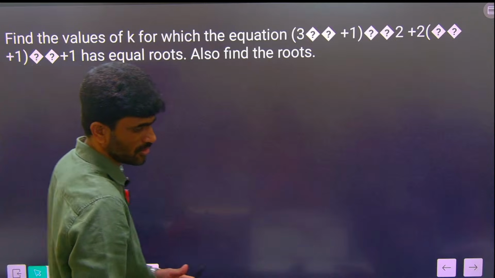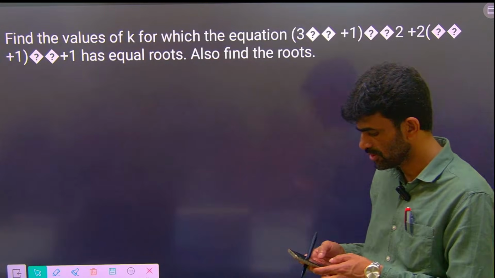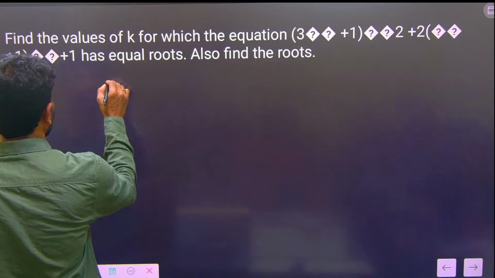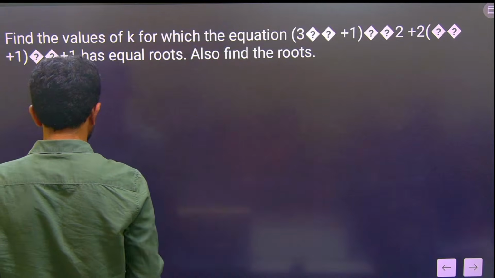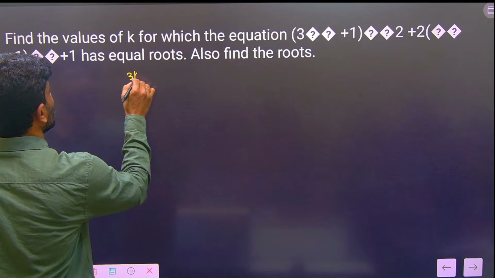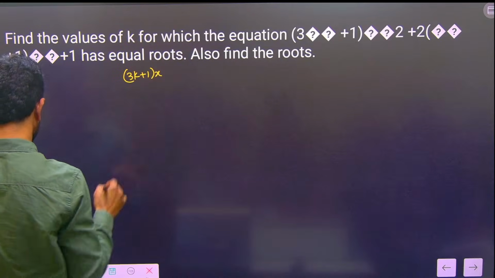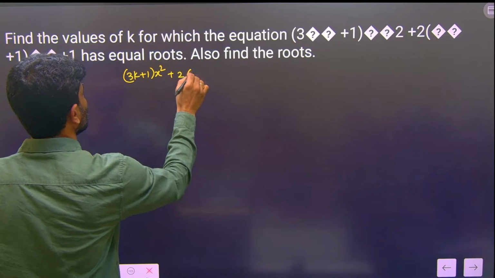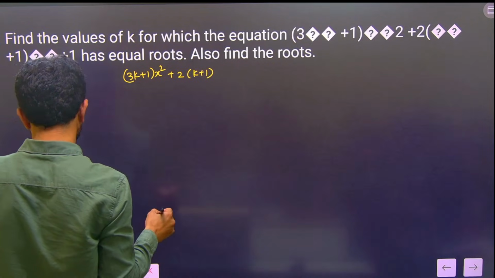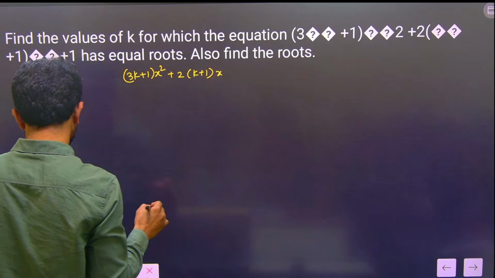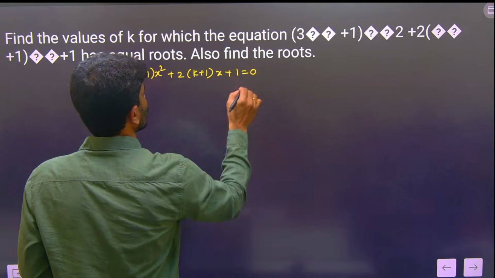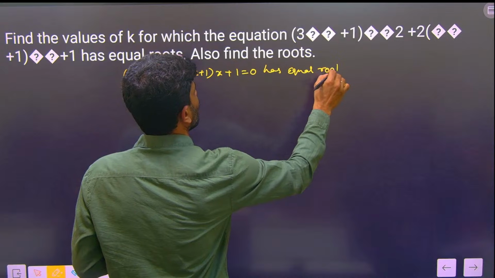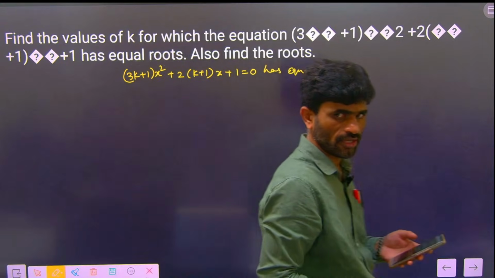The equation is not there. I will write the equation here. This one again is b square minus 4ac only, but it is 5 marks. 3k plus 1 into x square plus 2k plus 1 into x plus 1 is equal to 0. This equation has equal roots. We have to find the value of k.